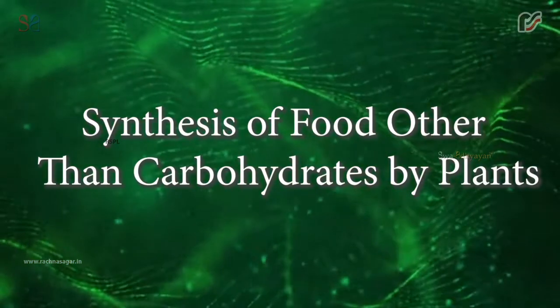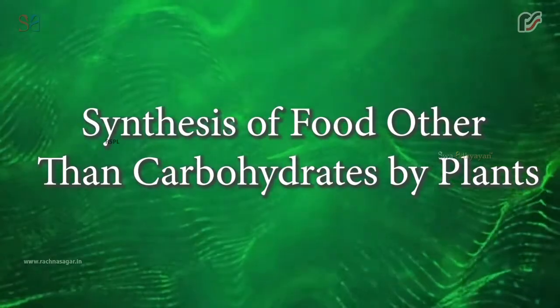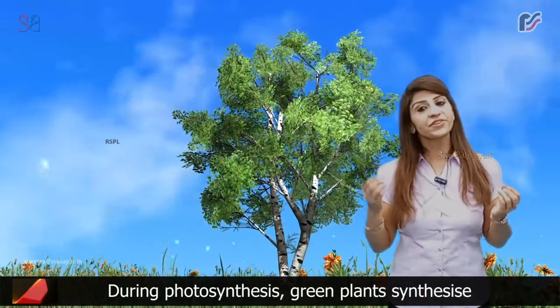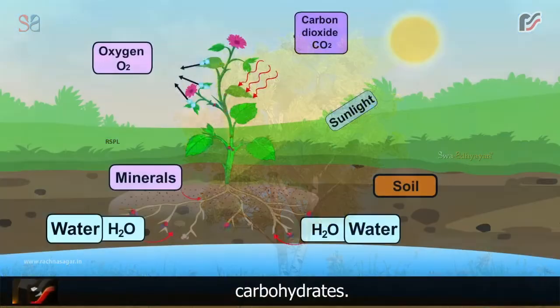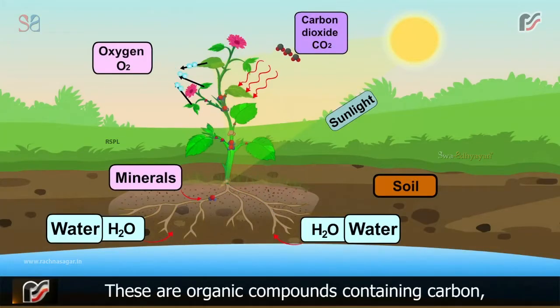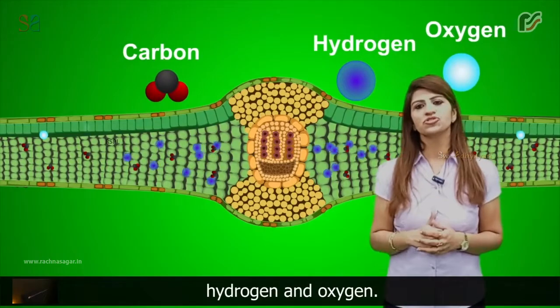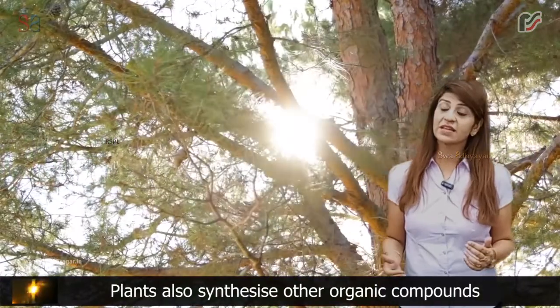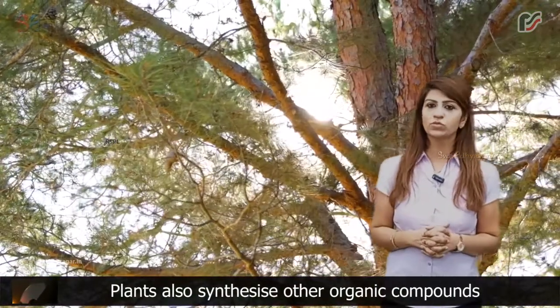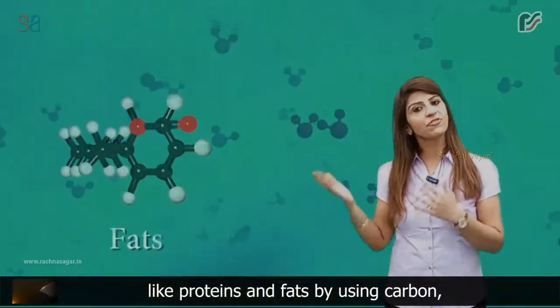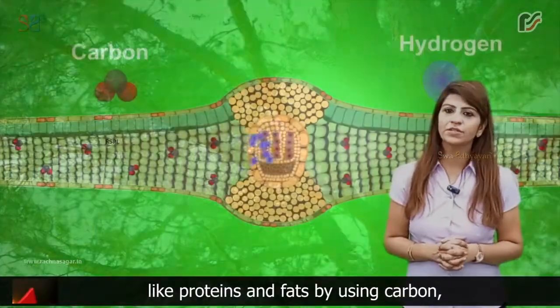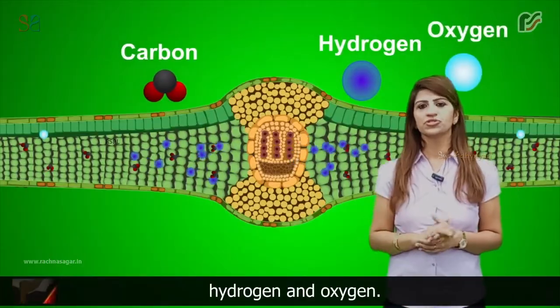Synthesis of food other than carbohydrates by plants. During photosynthesis, green plants synthesize carbohydrates. These are organic compounds containing carbon, hydrogen, and oxygen. Plants also synthesize other organic compounds like proteins and fats by using carbon, hydrogen, and oxygen.